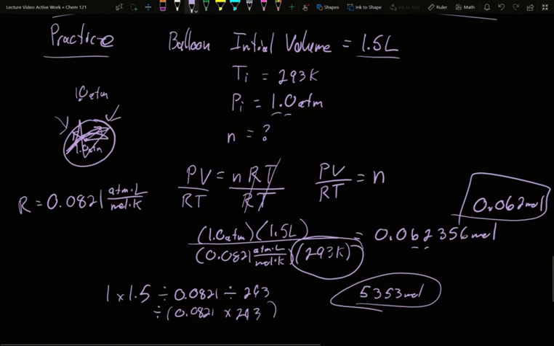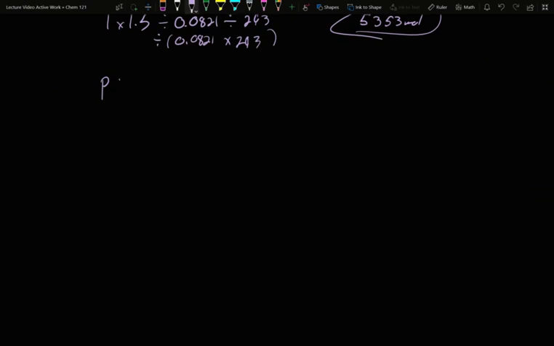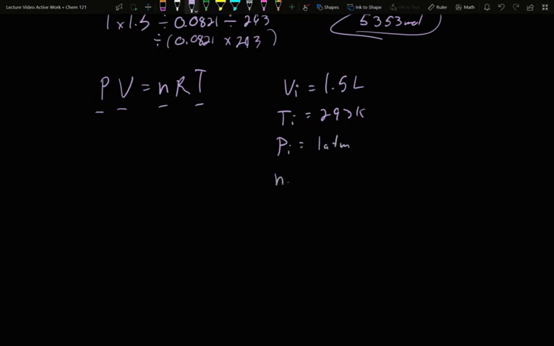So we can use the ideal gas law to solve for the moles, or for any of the variables. There are 4 variables: the pressure, the volume, n, and T. R is a constant, but for the other 4, as long as we know 3 of them, we can solve for the 4th. So let's go back. I had volume initial was 1.5 liters. Temp initial was 293 Kelvin. Pressure initial was 1 atmosphere. And we solved our moles. We said, oh yeah, it's 0.062 mole.